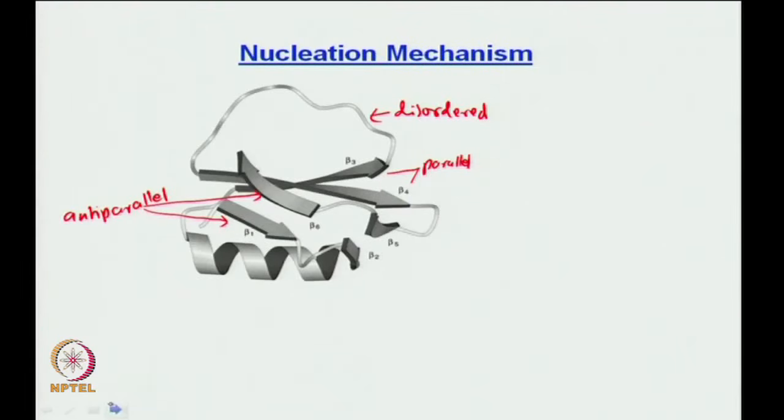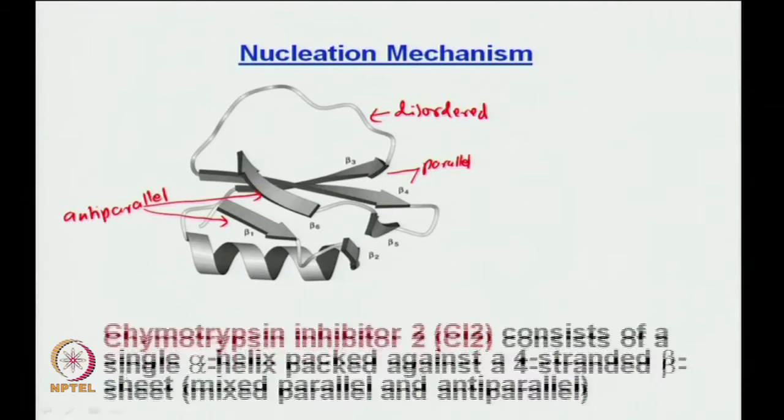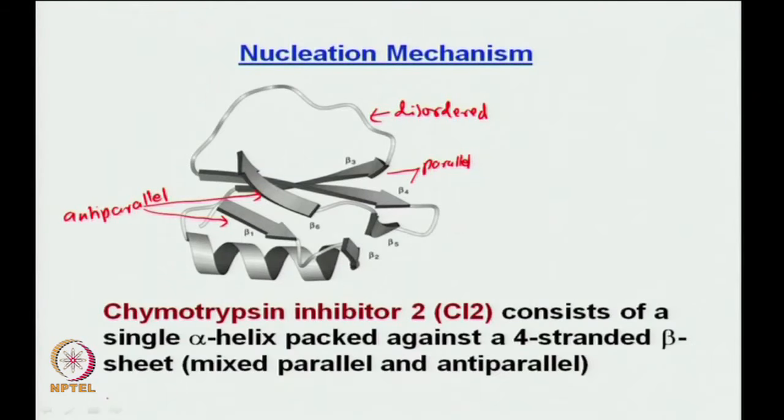Then we talked a little bit about the nucleation mechanism, and this is one of the best examples of a nucleation condensation model, with chymotrypsin inhibitor 2. As I said, it was worked on by the research group of Alan Fersht in Cambridge, and it is a small protein, but still it is unique because it has shades of different secondary structural elements, right: alpha helix, beta sheet mixed, a random coil, well developed random coil, and all this.